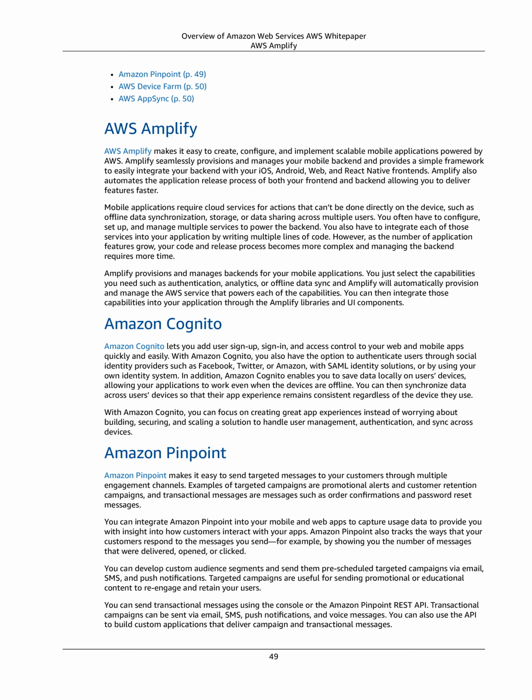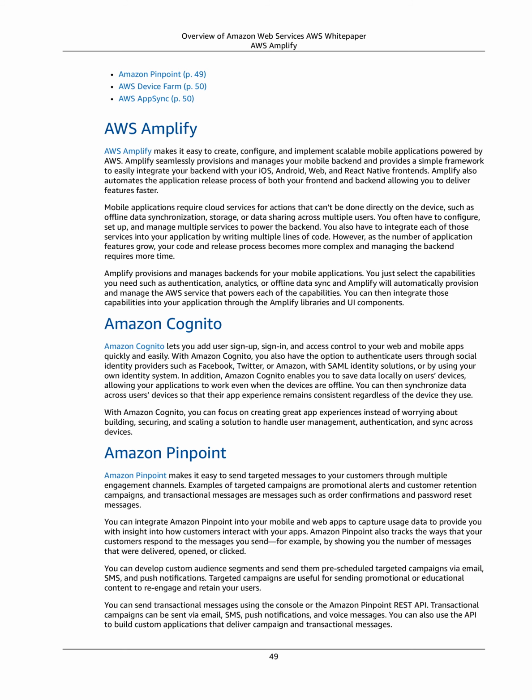requires more time. Amplify provisions and manages backends for your mobile applications. You just select the capability you need, such as authentication, analytics, or offline data sync, and Amplify will automatically provision and manage the AWS service that powers each of the capabilities. You can then integrate those capabilities into your application through the Amplify libraries and UI components.